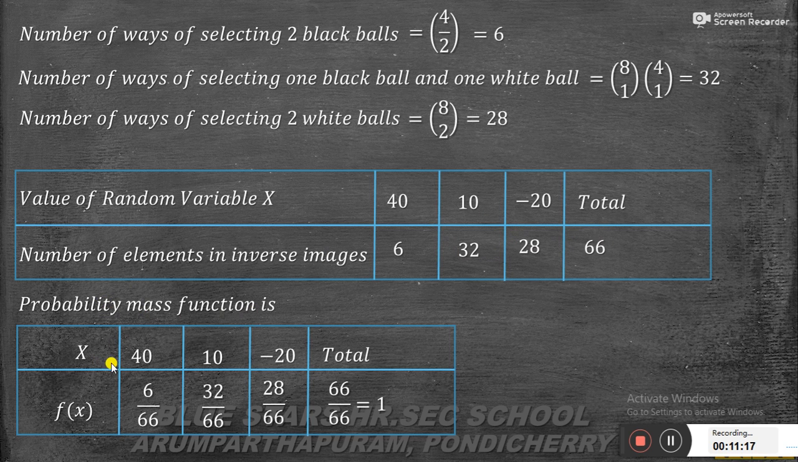Probability mass function means X equal to 40, 10, minus 20, and total. So f of x, we write 6 and divide by the total. That means each inverse image is divided by the total. So 6 by 66, 32 by 66, 28 by 66, and 66 by 66 means 1. This is the probability mass function.